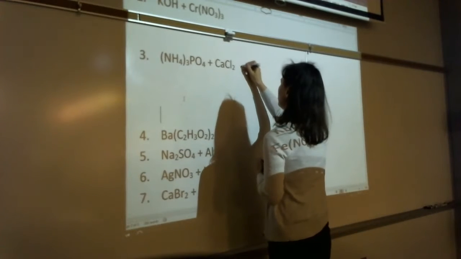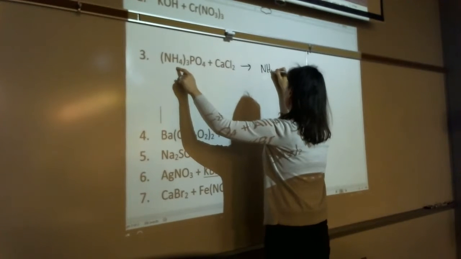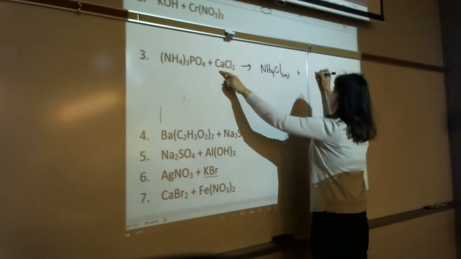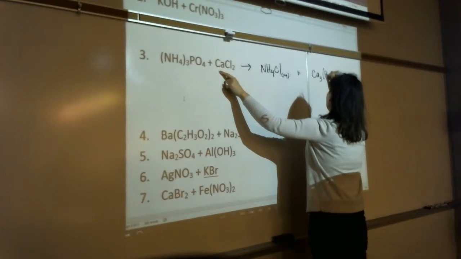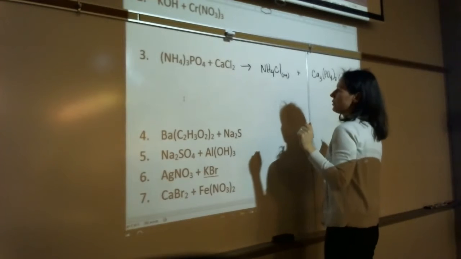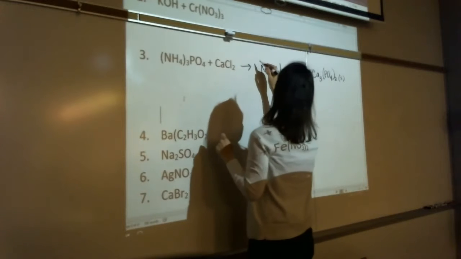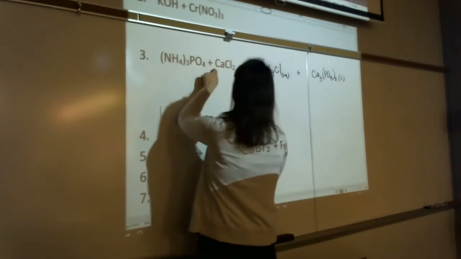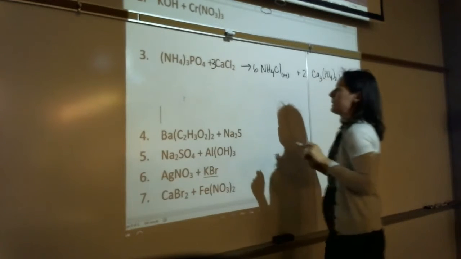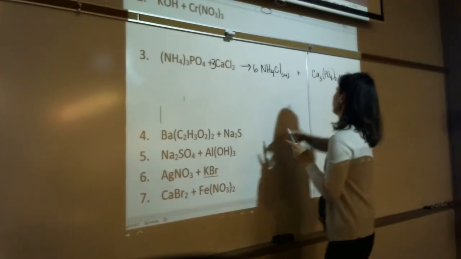So we're going to get ammonium chloride, NH4Cl, which is aqueous, and we're going to get calcium phosphate. What's that one? Solid. That one is your precipitate. All right, so we need to do some balancing here. We're going to need a 6, and a 3, 2, and a 2. I have the 2 in front of the NH4. Yes.